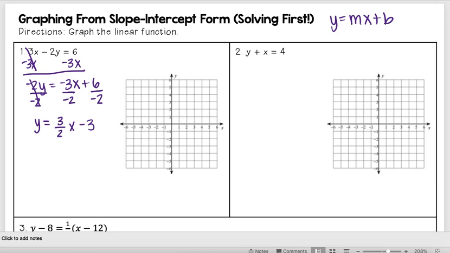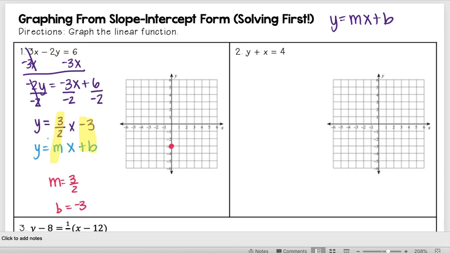And now I want to actually go ahead and graph this. So I need to figure out what my slope and y-intercept is. Well, I see that 3 halves matches with my m, and negative 3 matches with my y-intercept. So I see that m is equal to 3 halves. b is equal to negative 3. And again, I always begin at my b. So I'm going to go to my y-axis, and I want to go down to negative 3 and make my point. And then with my m, I'm going to move from there.